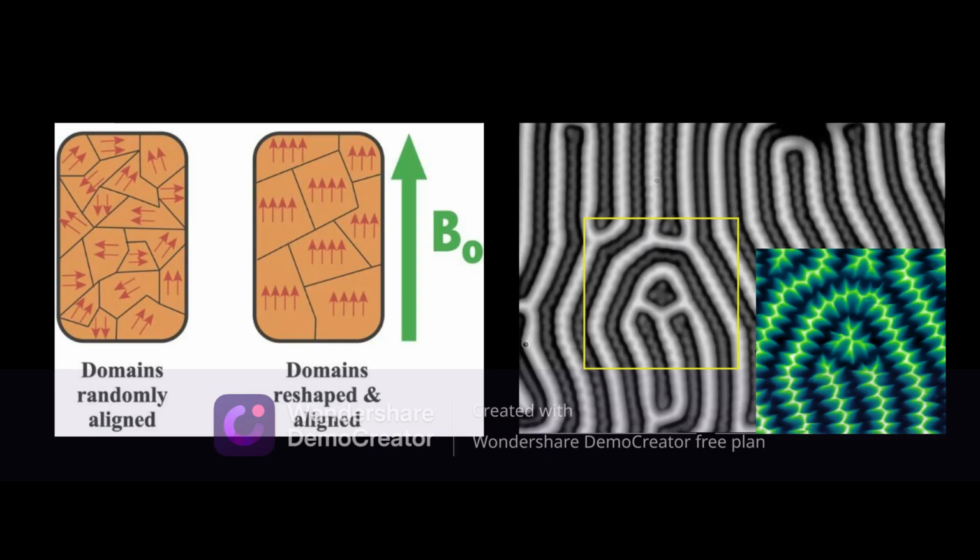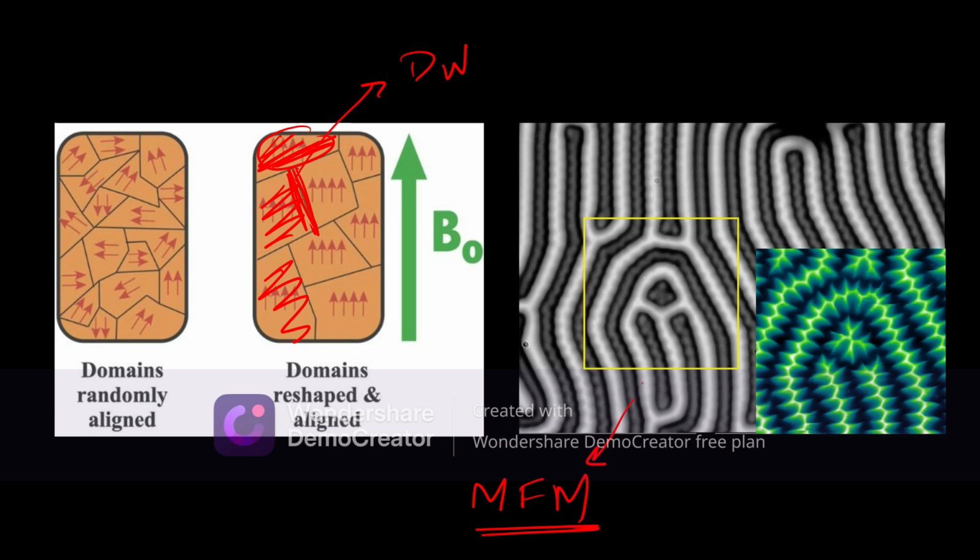I have listed some more pictures related to this. You can see this is the domain. All these regions are domains, where millions of atoms' magnetic dipoles are arranged in a particular direction. And this region which separates the dipole directions is known as the domain wall. This is one picture from a magnetic force microscope, which is used to see these domains and domain walls. This black region is the domain wall, and the white region in between is known as the domain.